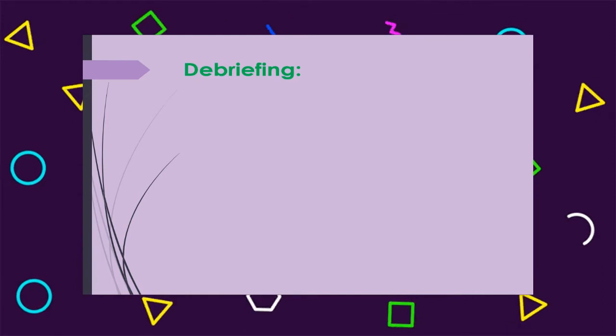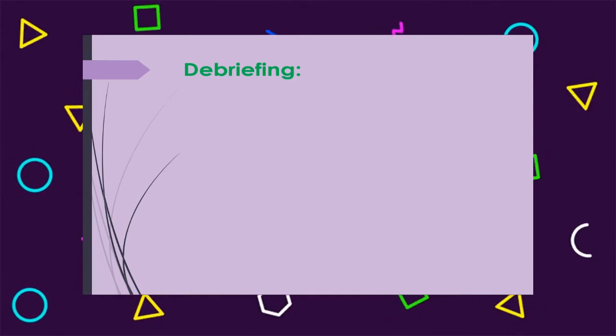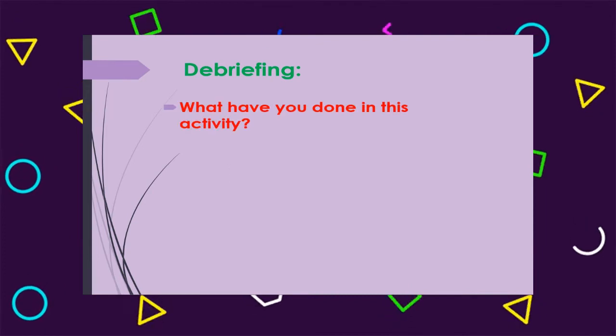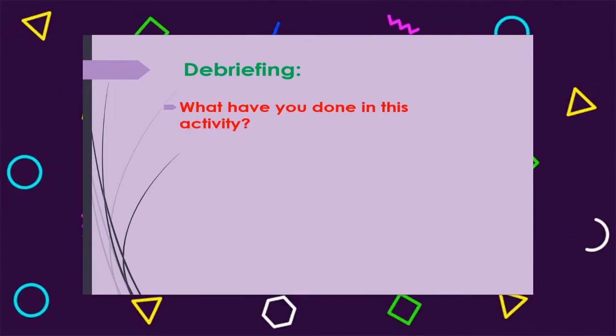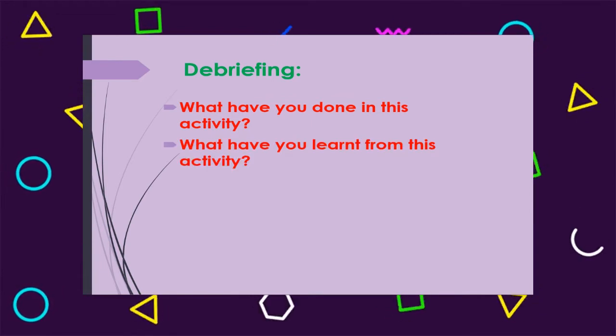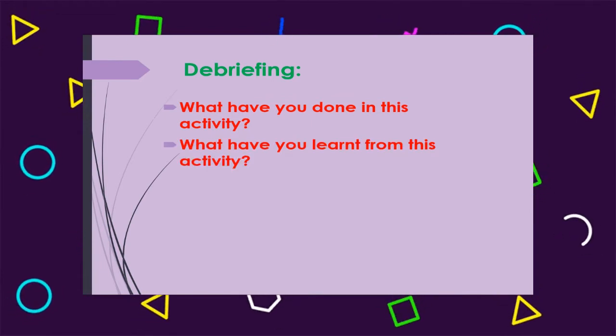So, I hope you have guessed all the names of the shapes. Now we are going to debrief our activity. So you have to give me the answer of these two questions. What have you done in this activity and what have you learned from this activity?